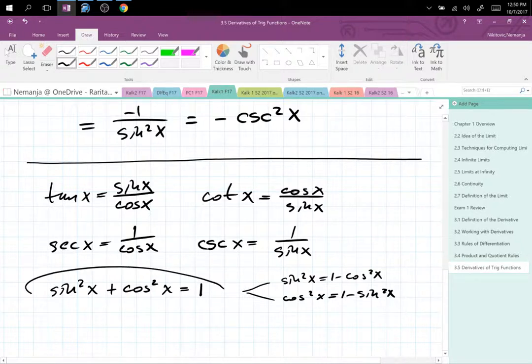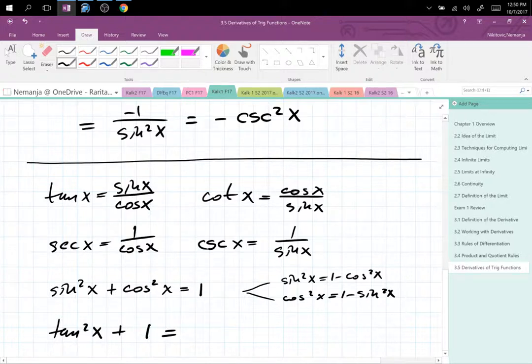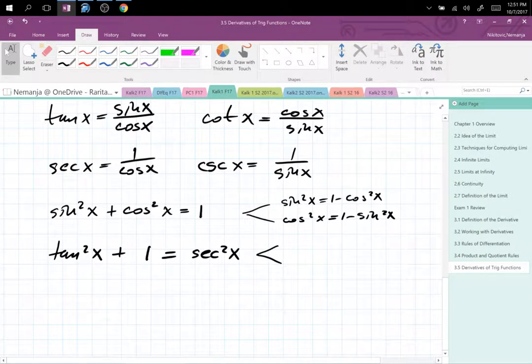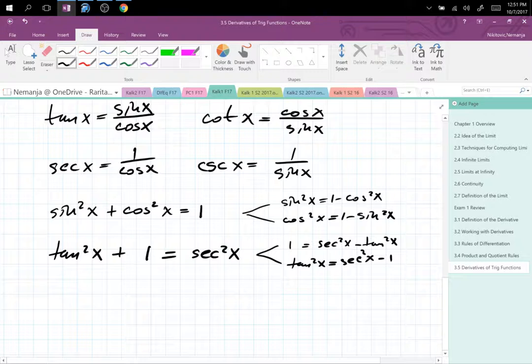Now, if you take this equation and you divide it through by cosine squared, sine squared by cosine squared gives you tangent squared, cosine squared divided by cosine squared gives you 1, and 1 divided by cosine squared gives you secant squared. And look at this, the tangent secant pairing is not broken. It's still good. 2 forms: 1 is equal to secant squared x minus tangent squared x, and tangent squared x is equal to secant squared x minus 1.